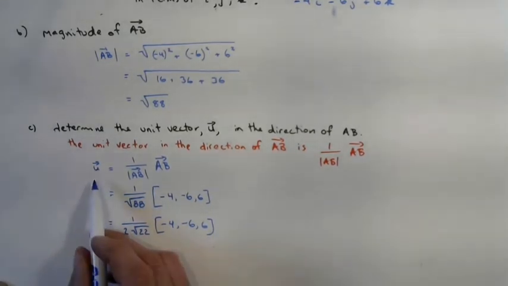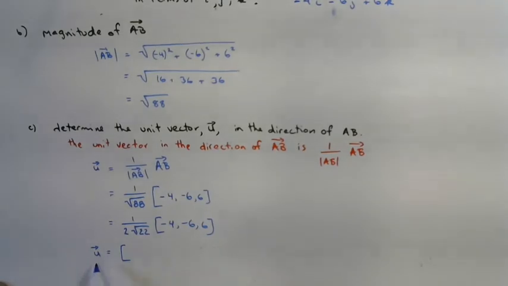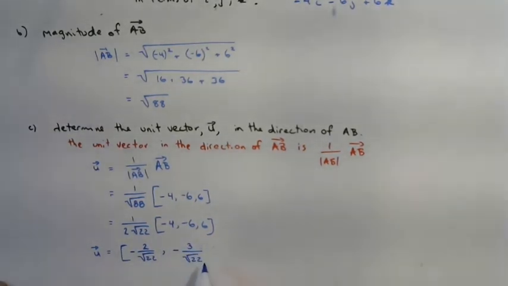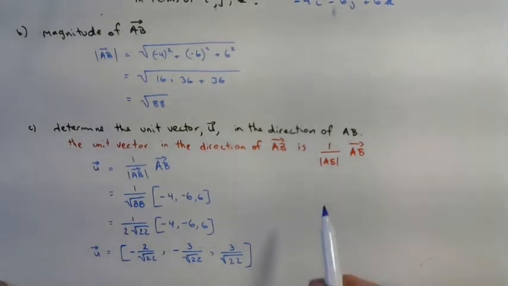So my new vector U, which is the unit vector in the same direction as AB, is going to be negative 4 over 2 radical 22. Well, 4 over 2 is 2, so this is going to be negative 2 over radical 22. Then I'm going to have negative 6 over 2 radical 22. Well, negative 6 over 2 is negative 3 over radical 22. And my z dimension is going to be 6 over 2, that's 3 over radical 22. Okay, simple application.